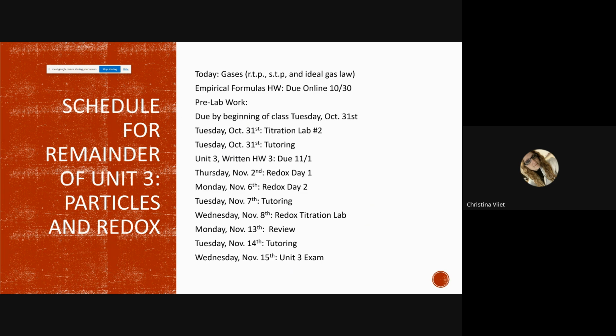Then we start redox next week, Thursday. And we have a couple of lessons. It's actually pretty much almost the same as pre-ACE chemistry, which you learned in redox. It's a revisitation of redox reactions, what they mean when you have redox, how to calculate oxidation numbers. And then there's a redox titration lab. So titrations can be done with acid-base reactions, or they can be done with redox reactions. And so we'll be doing a redox titration lab, which is technically our titration lab number 3, on Wednesday, November 8th.